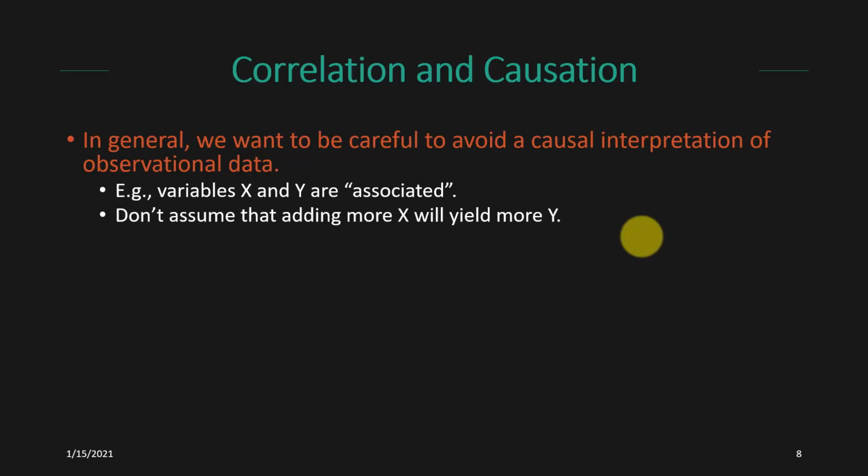But we also want to recognize that sometimes evidence of an association is the first evidence we might have that things might be causally related, and that can merit further investigation. And if we're willing to build sufficiently detailed models, we can actually start to chip away at causal explanations, provided our models are robust. So in general, we want to be careful and avoid causal assumptions of observational data. It's far better to say that variables x and y are associated, and when you're writing up those kinds of results, don't assume that adding more x is going to yield more y.